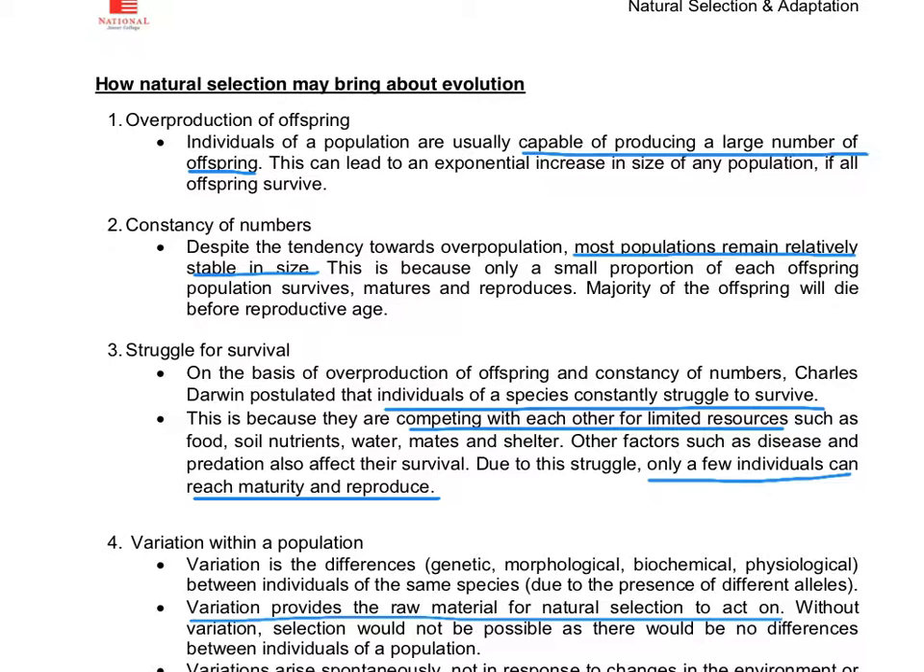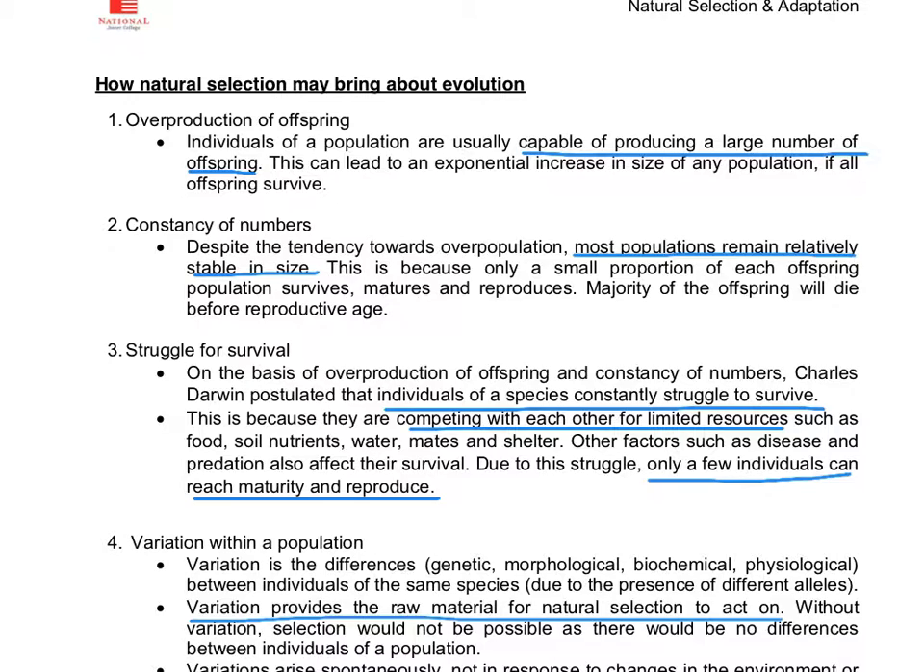When Charles Darwin was sitting there observing the many different organisms, what he noticed was that every population actually has the capability of producing a large number of offspring. So that's the first thing, overproduction of offspring. But he also observed that though they have the ability to produce large numbers of offspring, you don't see an exponential increase in the population. There's a constancy of numbers.